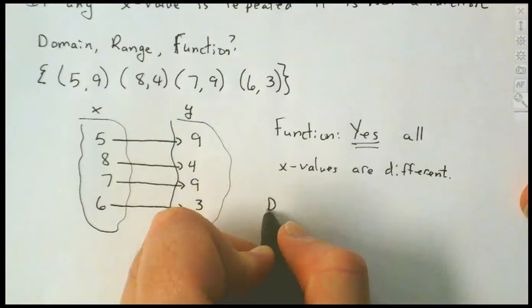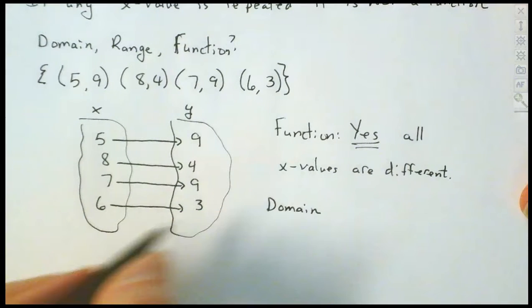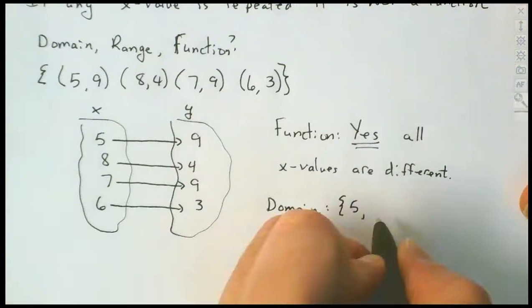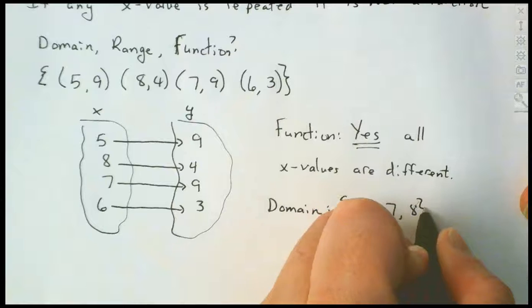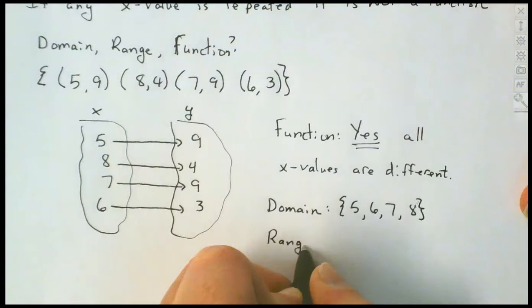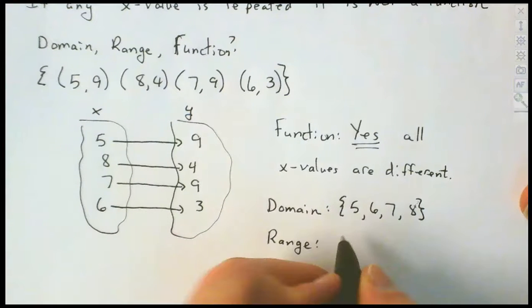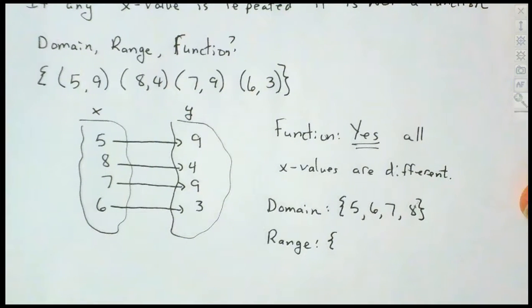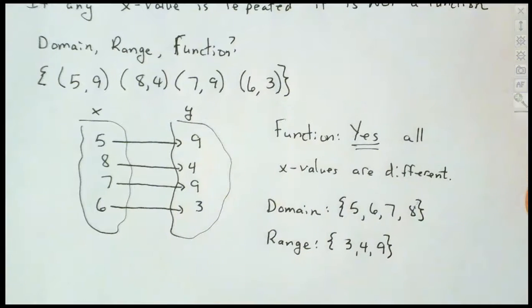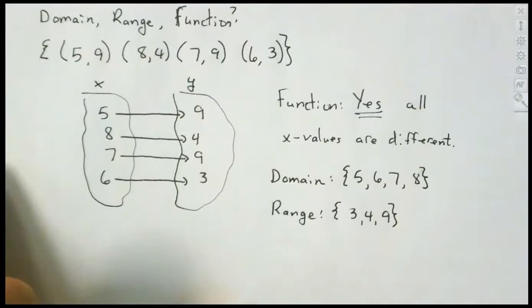What about your domain? Okay, well, the domain is, again, the values of x. And so what do we have for our values of x? We start with our smallest one. And we've got 5, 6, 7, and 8. So that is your domain. And what about the range? Well, the range is going to be our values of y. And remember, we write duplicate values only one time. So we've got 3, 4, and 9. So those are going to be our values for our range.